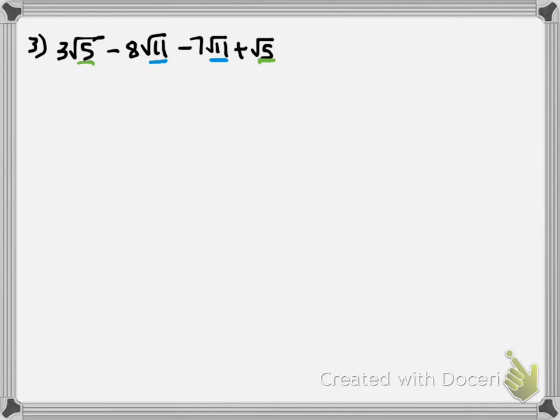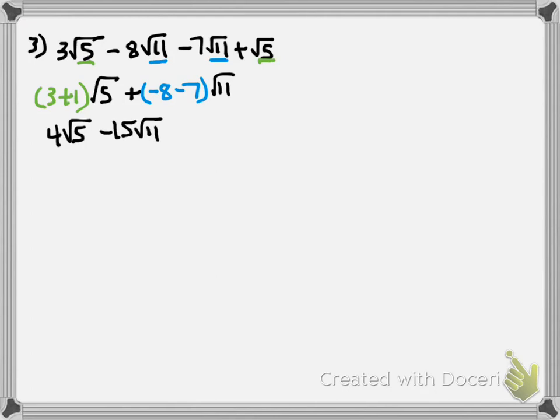So that's how I'm going to split this problem up, taking the coefficients of the radical 5s. And honestly, the order doesn't matter. And then just generically, I'm going to put plus here, and I'm going to put the signs of my coefficients inside here, what I'm doing for the 11s. So I get 3 plus 1 is 4 radical 5, and negative 8 take away 7 is negative 15 radical 11. Can I combine 4 radical 5 and negative 15 radical 11? No, the radicands don't match, so that's where your answer stops.